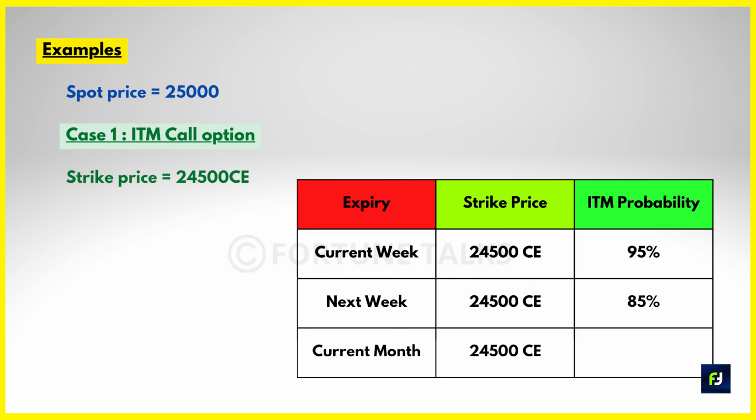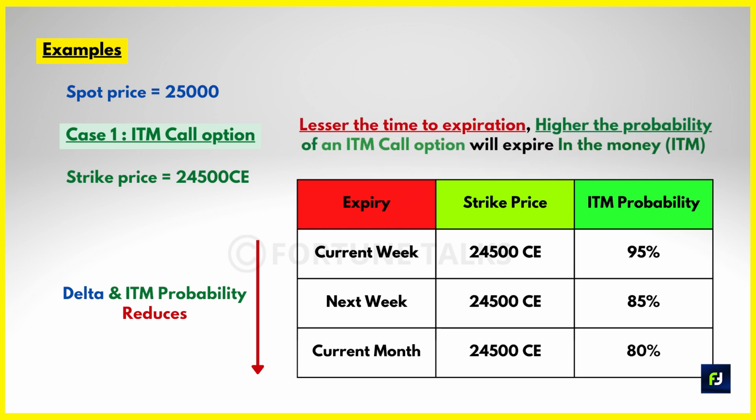If you consider the odds of the ITM call option expiring in the money by the end of the current month expiry, you would further see a decline in the probability to 80% or lower. So it is clear that as there is less time left to expiration, the odds that an ITM call option would expire in the money will be higher. However, when the time left to expiration is high, the probability that an ITM call option would expire in the money reduces, and on a relative basis, it tends to move closer to 0.5 or 50%.